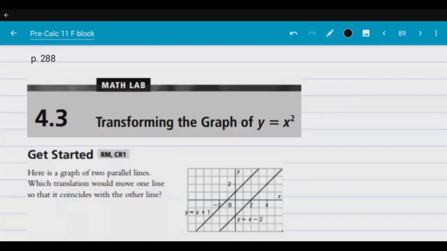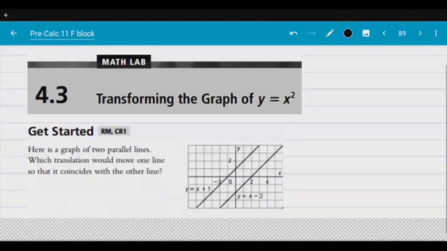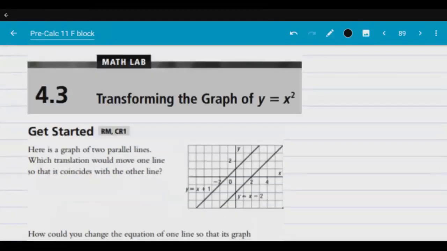Hi everyone, so this is 4.3 on page 288. Okay, so it is another math lab, so it's going to be quick. So let's get started. We are going to be looking at the graph of y equals x squared.